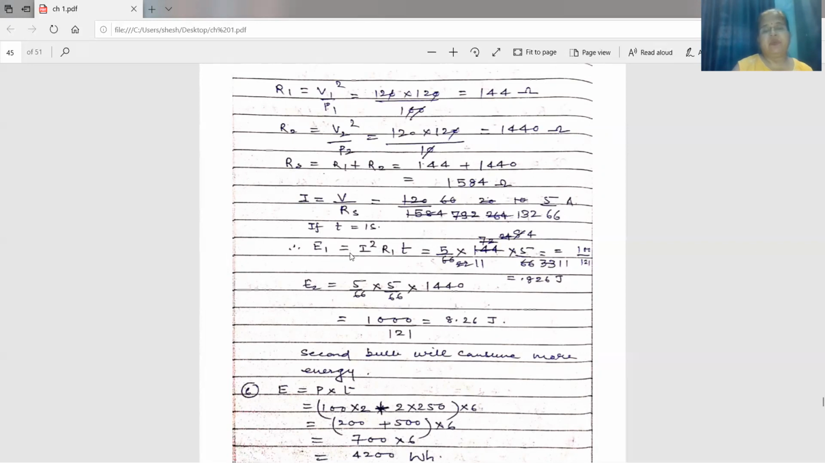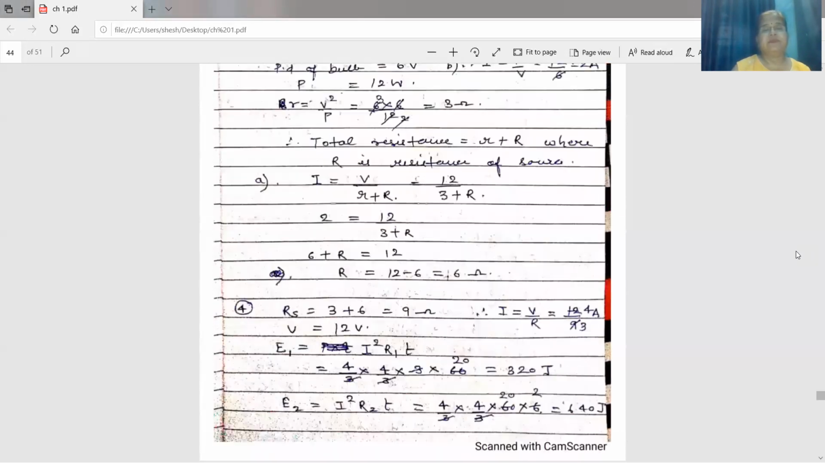So E1 will be equals to I square R1. Here I square is 5 by 66 into 5 by 66 and R1 is 144. When you solve it, you are getting 0.826 joule. Similarly, find out E2. 5 by 66 into 5 by 66 into R2, you are going to take 1440 into time 1 second. So when you solve it, you are getting 8.26 joule. Second bulb will consume more energy.